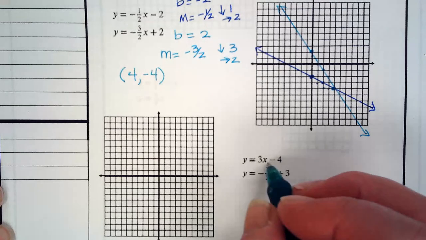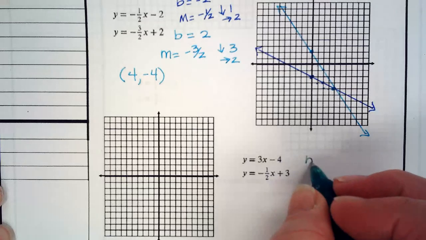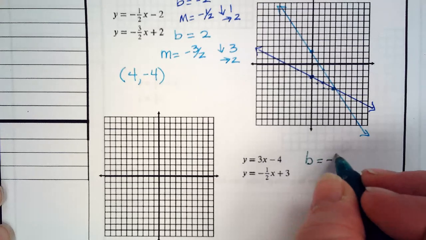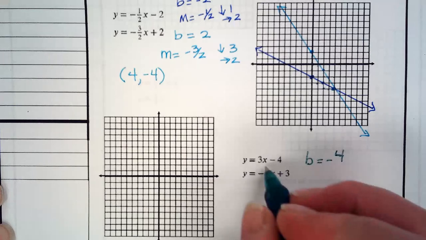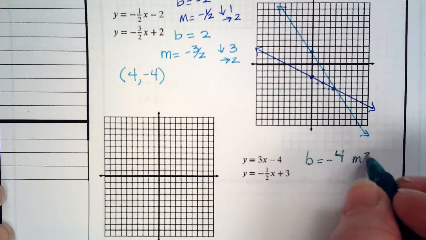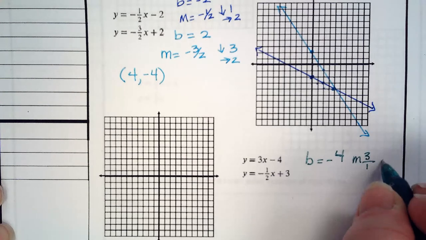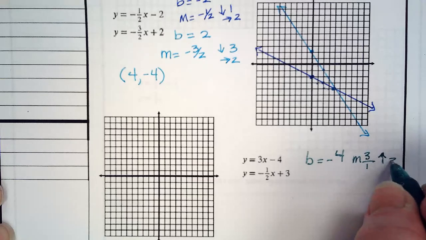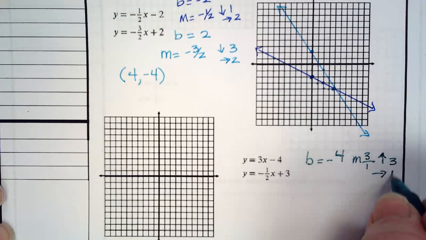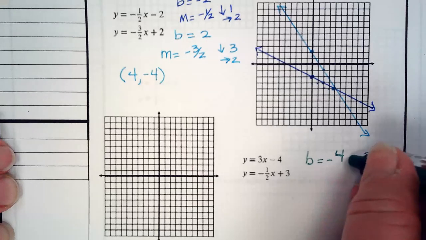Well, I'd hope you tried. On the first one, you begin at -4. You move 3/1, which is up 3 and right 1. I forgot my equal sign there.